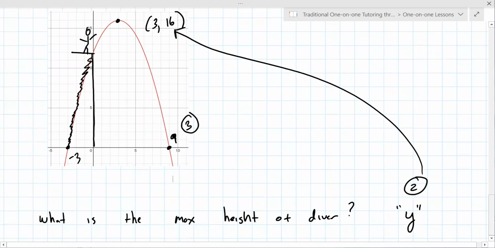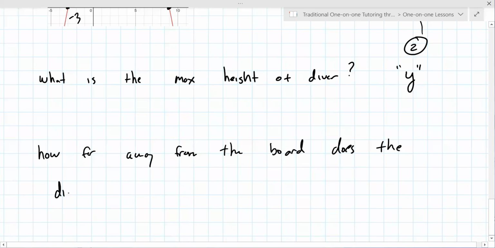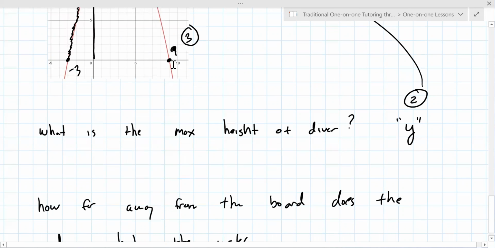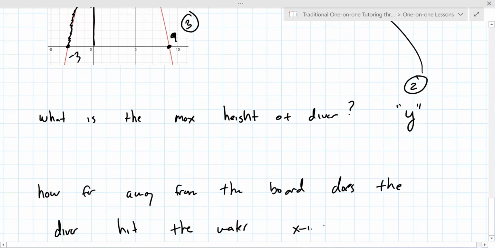Now another question I could ask, how far away from the board or the starting point does the diver hit the water? You swim, is that right? Yes. Okay. So you know from your experience that this is where you hit the water right there. Boom. So this is asking for the x-intercept.